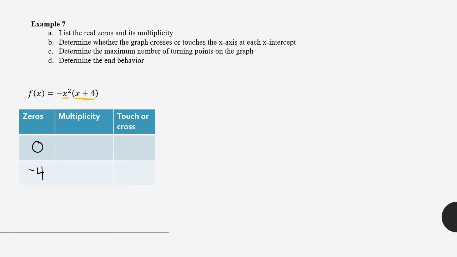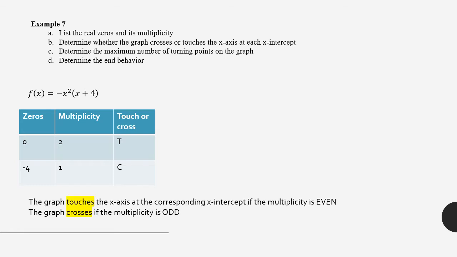The multiplicity, if you remember, are the exponents. So the exponent for x is 2, and then the exponent here for the x plus 4 is just 1, since nothing is written. Okay, if you have an even multiplicity, the graph will touch the x-axis at that point, and if you have an odd multiplicity, the graph will cross. Okay, so there are zeros, multiplicity, touch and cross.